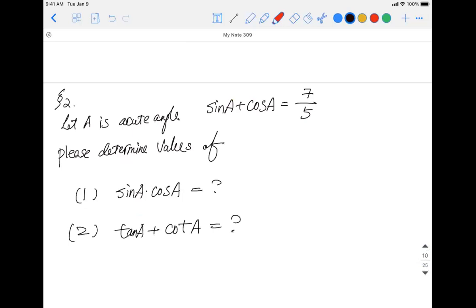Let's have a quick discussion. The question gives you an acute angle, and this acute angle has sine A plus cosine A equals 7 over 5. With all this information, you need to determine what sine A times cosine A is, and what tangent A plus cotangent A is. All right, so let's have a quick discussion. Now the question gives you sine A plus cosine A equals 7 over 5, and you want to find something like sine times cosine.